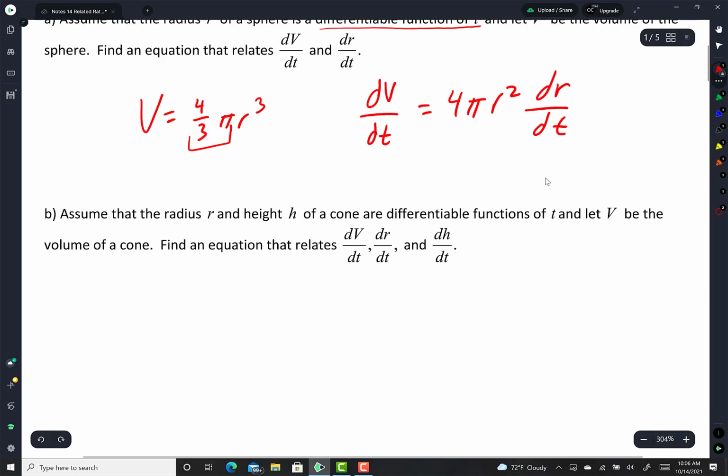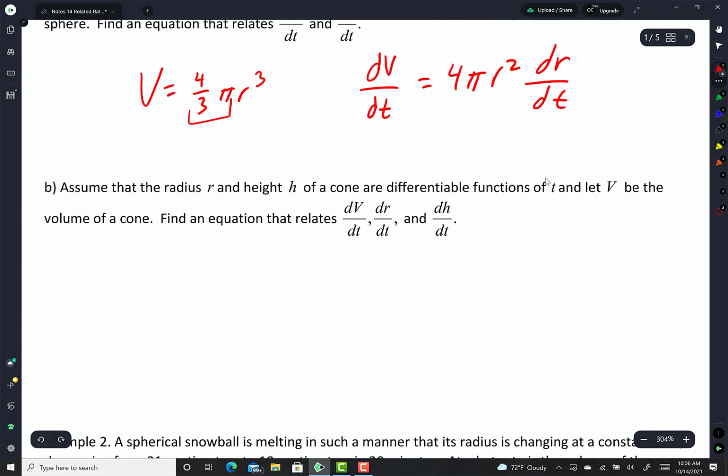Okay. All right, so the next letter says, assume that the radius r and height h of a cone are differentiable functions of t, and let V be the volume of a cone. Okay, volume of a cone, this one I know, is 1/3 pi r squared h. So I'm going to write pi over 3 r squared h. If you go to Google, it might put the 3 somewhere else, but it doesn't matter. It's still the same thing. You guys ready? So when I take the derivative of this one, I got to do what rule?